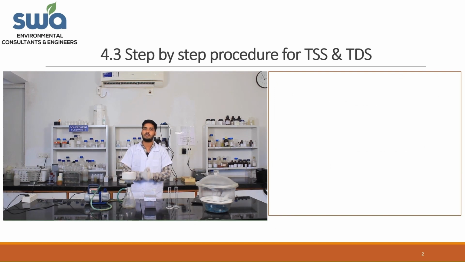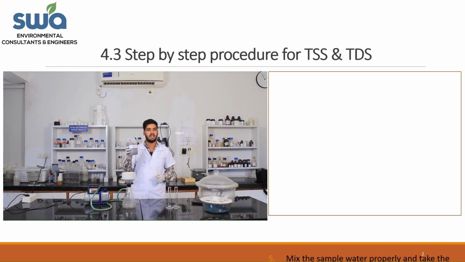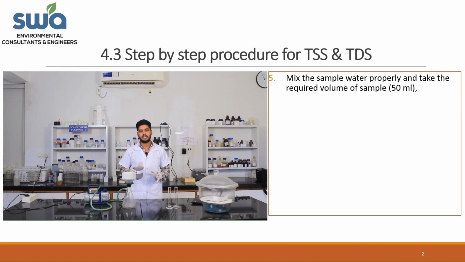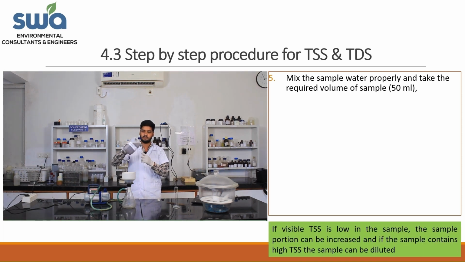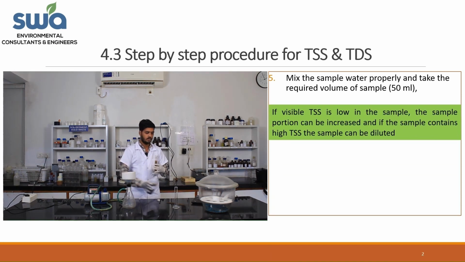So after taking the pre-weights, let's measure the 50 ml of sample. This is the sample of the ETP aeration tank. Whenever you are taking a sample, make sure you mix the sample properly. After mixing the sample, measure the required amount of sample. Here we are taking 50 ml of sample.